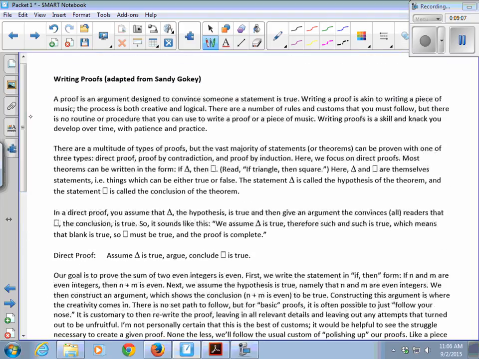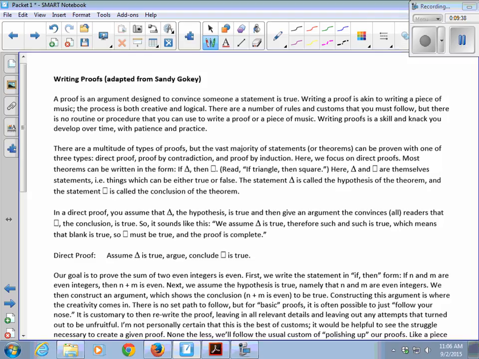All right, so a proof is an argument designed to convince someone that a statement is true. Writing a proof is akin to writing a piece of music. The process is both creative and logical. There are a number of rules and customs that you have to follow, but there's no routine or procedure that you can use to write a proof or a piece of music. Writing proofs is a skill, a knack you'll develop over time with patience and practice.